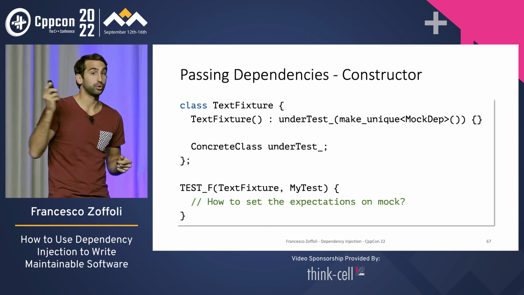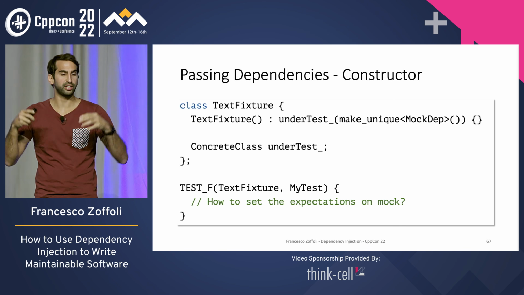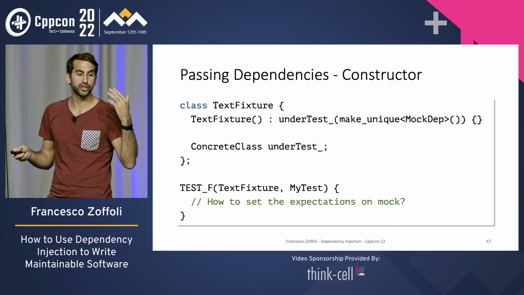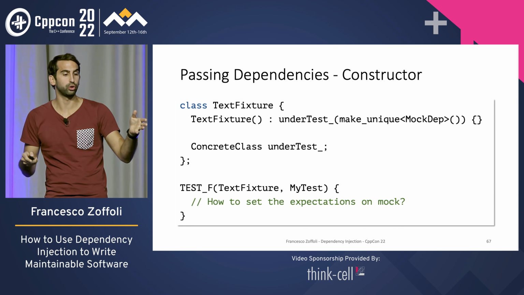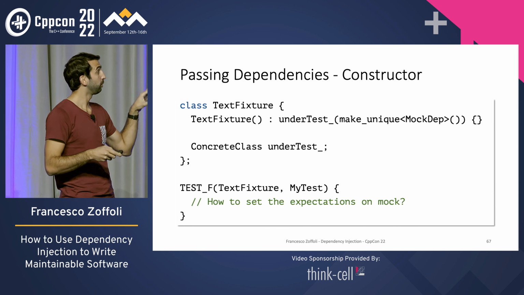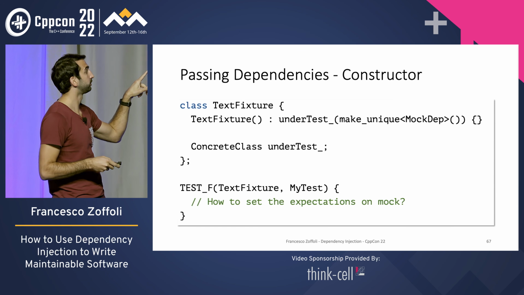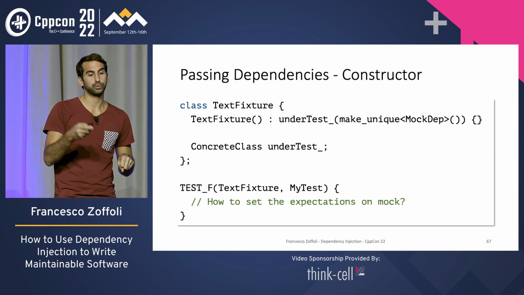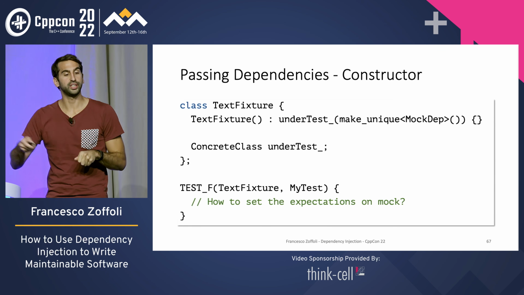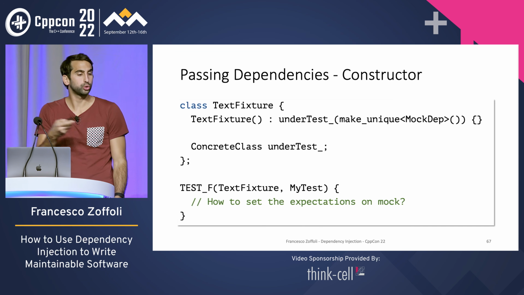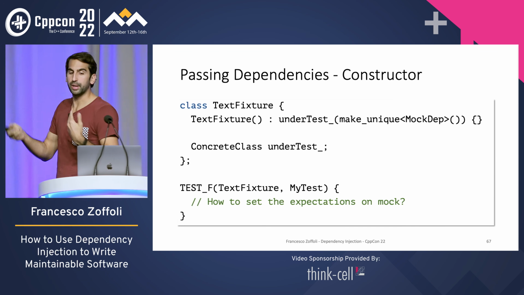In this case, again, I'm using Google Test, and I'm creating a fixture which is setting up the data for our test. And there's a class, which is the concrete class under test, which takes a mock dependency. And we are passing it as a unique pointer. Now, in the body of our test, we want to set the expectations on this dependency, but we don't have the dependency anymore. There are solutions to this problem. You can leak the pointer, but they are quite hackish.